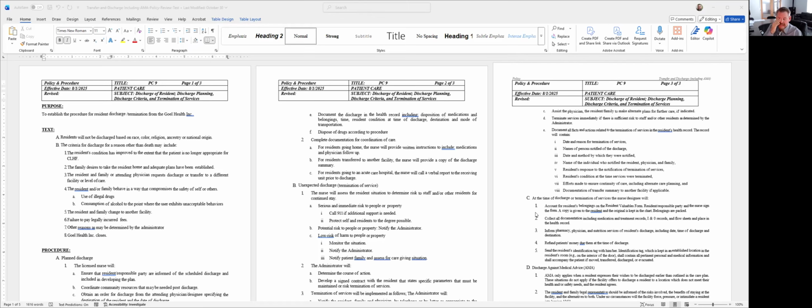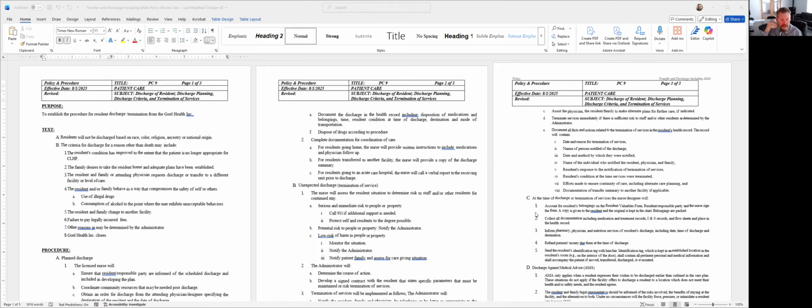So without further ado, I'm going to start a little bit differently. Instead of with the PowerPoint presentation, I'm going to go over our policy real quick. Okay, now let me open up my Zoom and I'm going to share a window. Okay, so everyone should be looking at policy PC9.